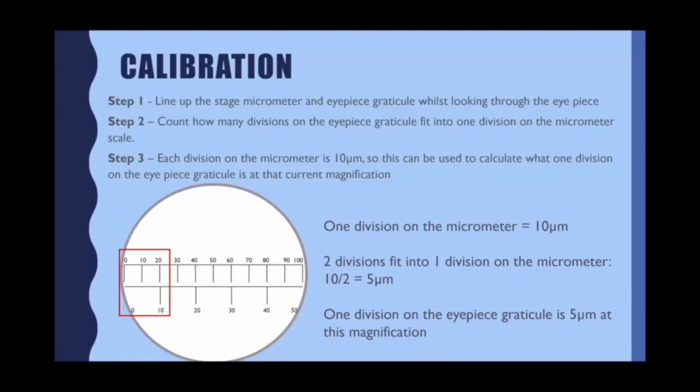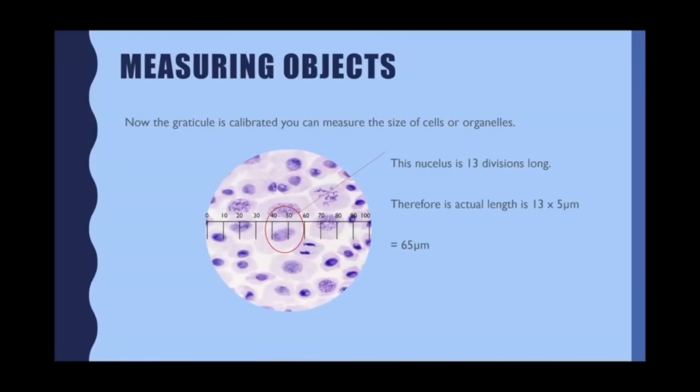Now you can take out your stage micrometer and put in whatever slide you want to use to measure the distances or size of some of the cells or organelles. I've gone back to the slide that we saw earlier on, and in this case I'm going to measure the length of the nucleus. You would have all of the subdivisions; I've just not shown them in this image. So where we've got 40 to 50, 50 to 60, you would have an extra 10 divisions, so you could see 41, 42, 43 and so on.